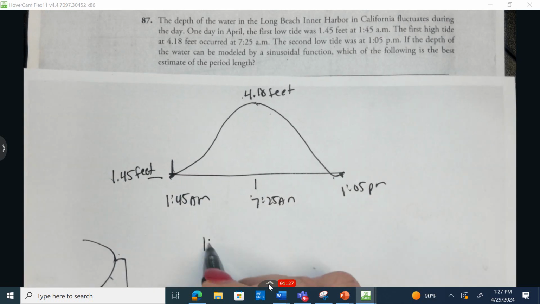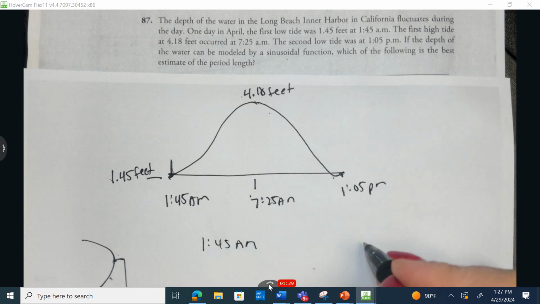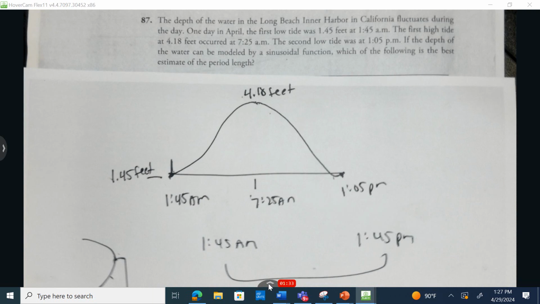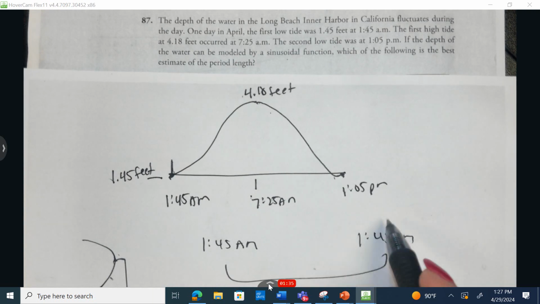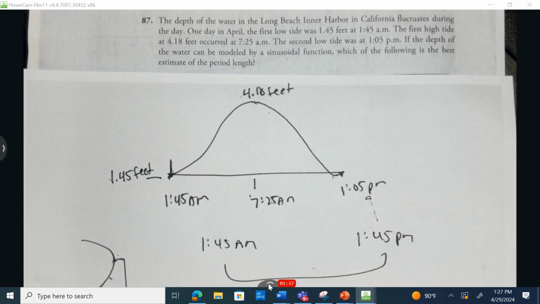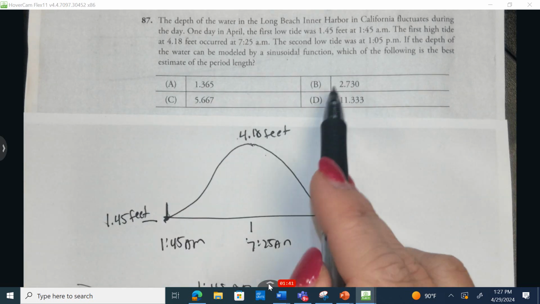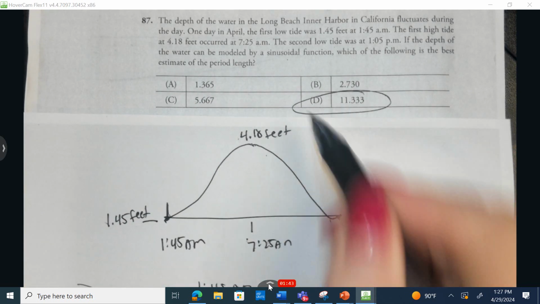So I want to go from 1:45 a.m. Well, if I went to 1:45 p.m., that'd be a difference of 12 hours, but it's just slightly before that. So I need something slightly before 12, and I could figure it out, but when I look at my options, there's only one that's just slightly before 12. The correct answer is D.